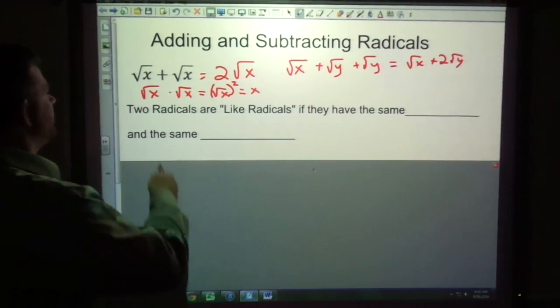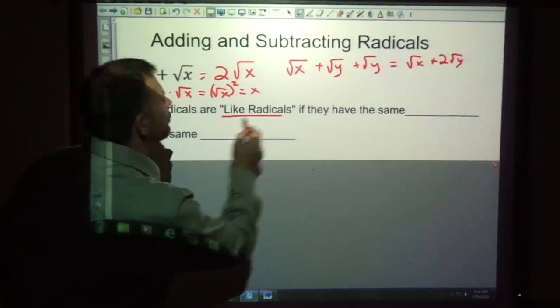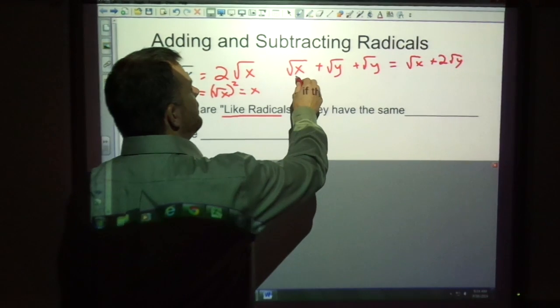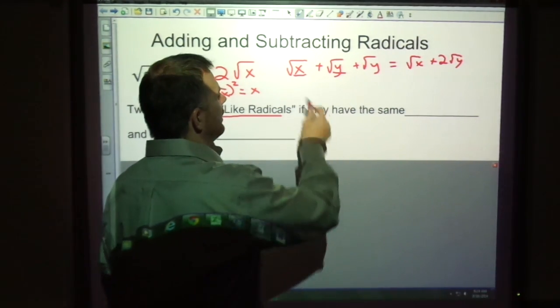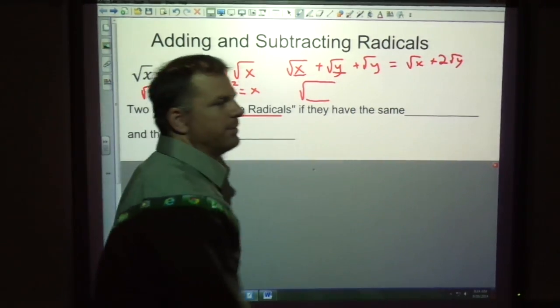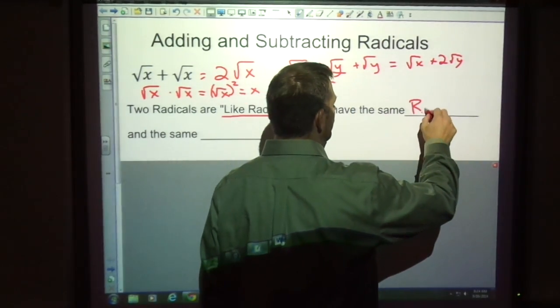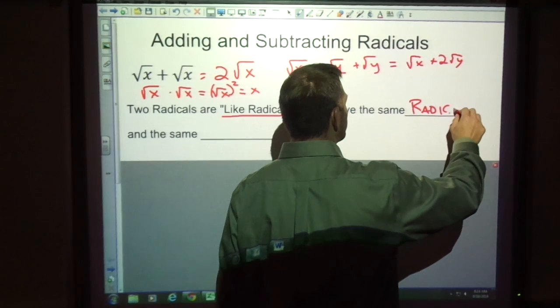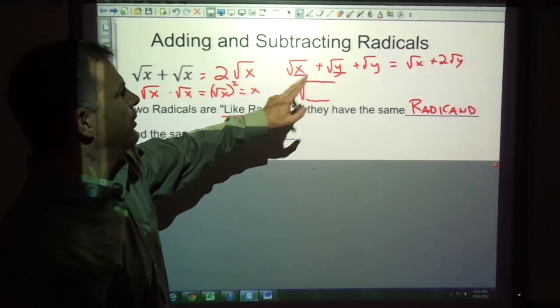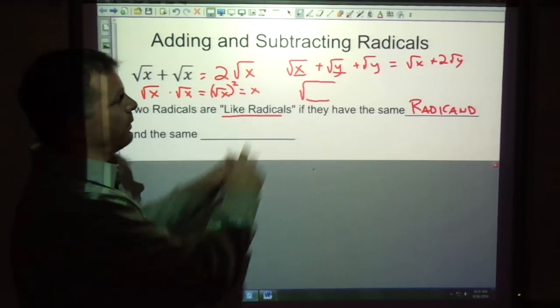And it is. 2 radicals are like radicals if they have the same, let's see, what's the thing called underneath here? In the radical, the part that's underneath here, we've talked about this before, it is called the same radicand. So they both have to be x's or both have to be y's. We can't have one x and one y.